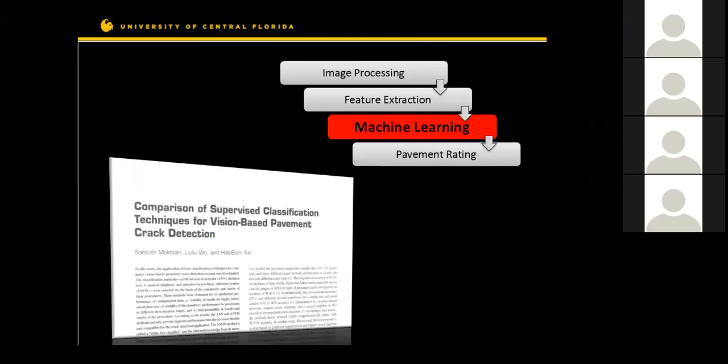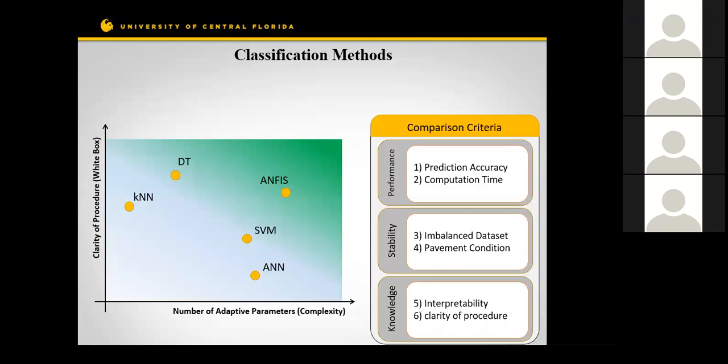But the focus of the paper that we submitted and got accepted was the machine learning part. So all the procedures that I explained, image processing, feature extraction, machine learning, and pavement rating, the paper includes our search for the optimum machine learning technique. And when we say optimum, we don't only consider the performance or prediction accuracy.